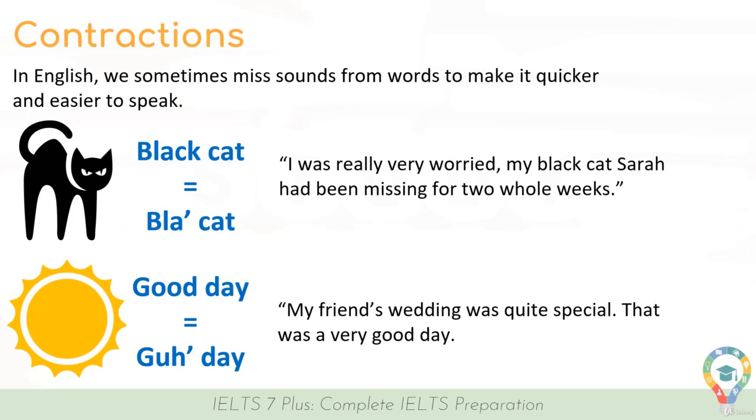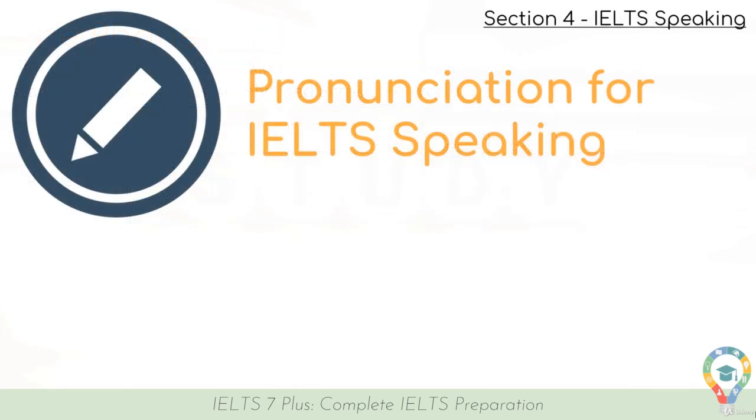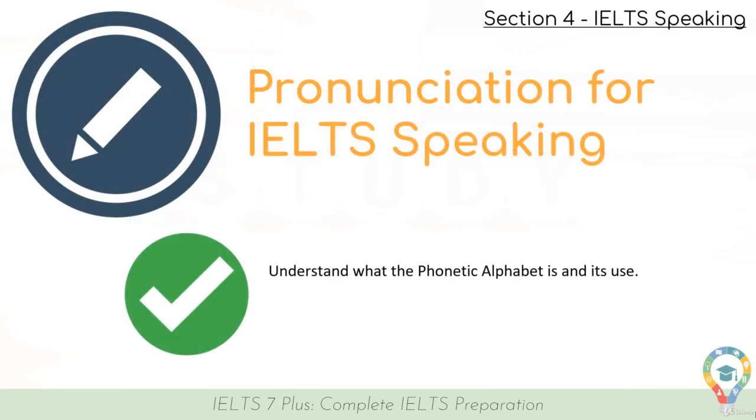Try and look out for where words share common sounds at the end and start of the words. Going back to the phonetic alphabet, I just want to stress that this could be an excellent resource for you in improving your pronunciation. So I highly recommend spending time learning this chart. That brings us to the end of our lesson on pronunciation for IELTS speaking. Practice speaking English as much as you can, and I'm sure your pronunciation will improve.